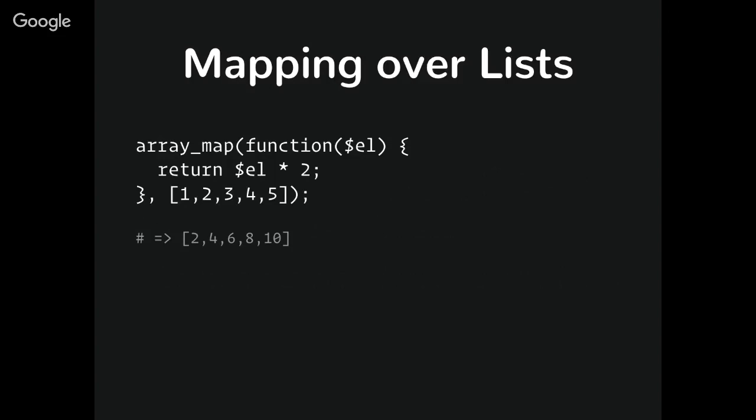So in PHP, there's an array_map function, and you can do this stuff in PHP. It all works. If I pass in the list 1, 2, 3, 4, 5, which is the second argument, and I pass in the function element times 2, we get that doubled list right below it.